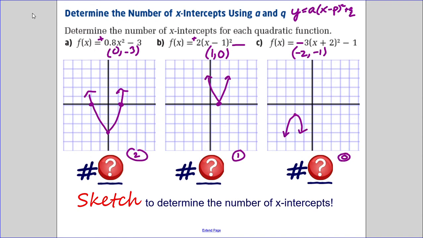0 roots here. So we can go ahead and go through and just double check those, just make sure that we're on the right track. And see here that I've got 2, 1, and 0.